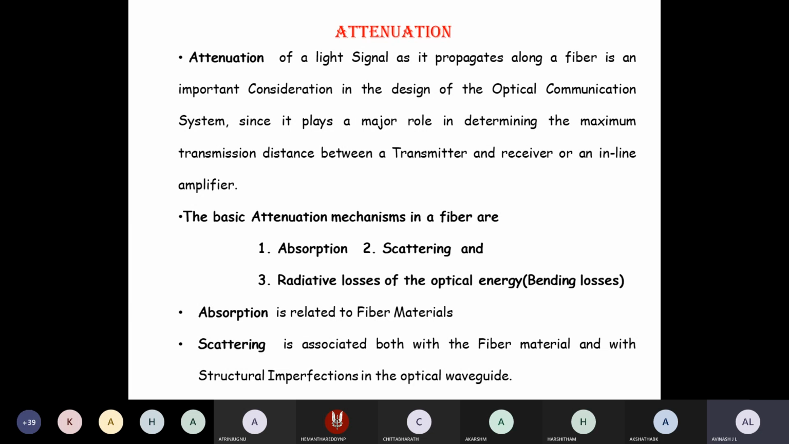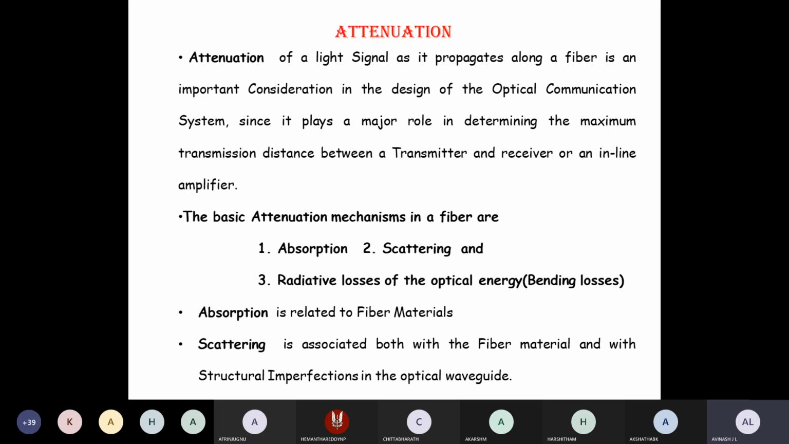So for a short distance, attenuation may not play a very important role. Why? Because usually fibers exhibit a very small amount of attenuation. So if the distance between the receiver and transmitter is less, then no problem. But if the distance is more, then one has to think of it.